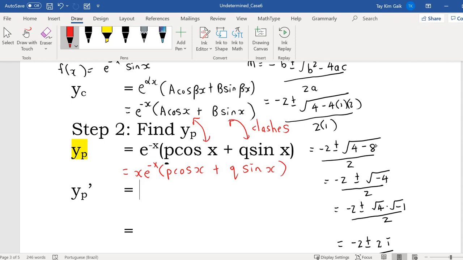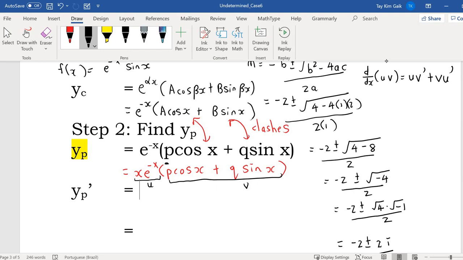So if they no longer clash, then you differentiate it 1 time, 2 times, so that you can plug it into your second order differential equation. You have to differentiate using the product rule. So this is u, this is v. Remember, when you differentiate using the product rule, d/dx of uv will be u v prime plus v u prime.